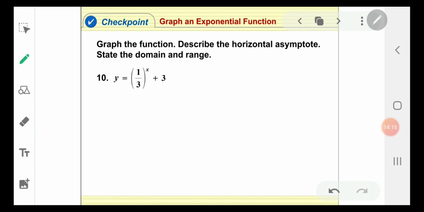Next one, checkpoint number 10. Y equals 1/3 to the power x plus 3. As a hint for you, this 3 is causing a vertical translation 3 units up. Try to do it and come back and check your answer.